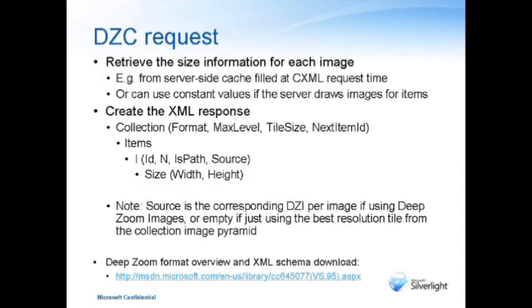So once you have that information, create the DZC XML response. It has that collection tag with the image format, number of levels, size of the tile, next item ID, and then all the items with their numbers and the size of the items. And I think I mentioned before that if you have deep zoom images underlying your collection, you can hand back the DZI path in the source.